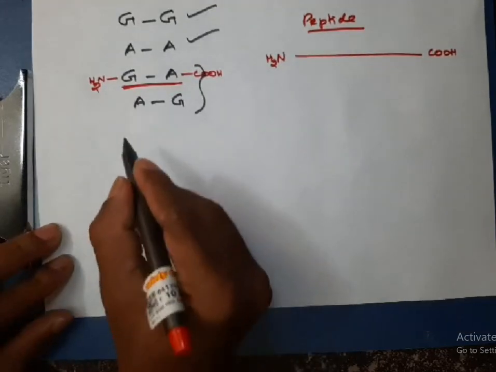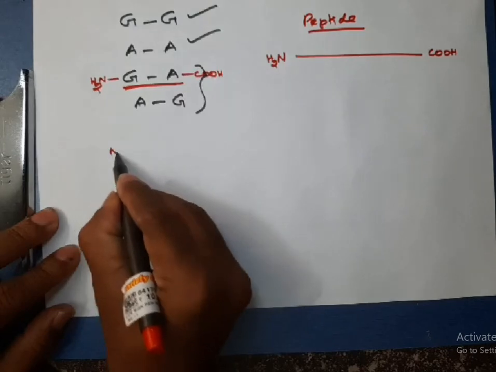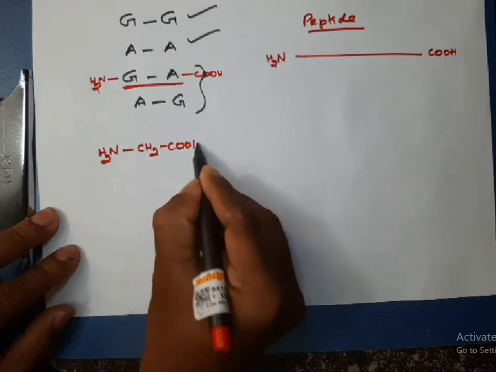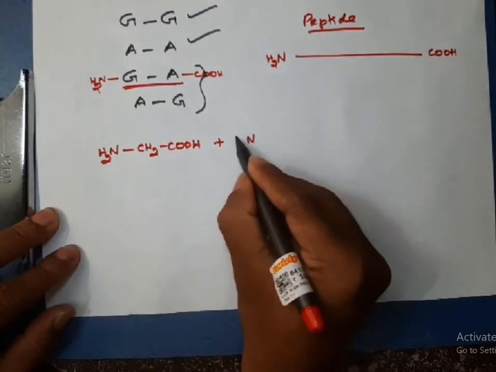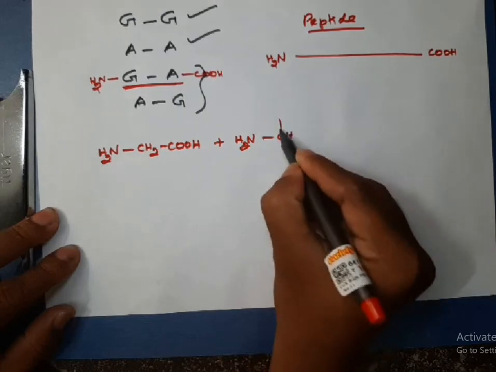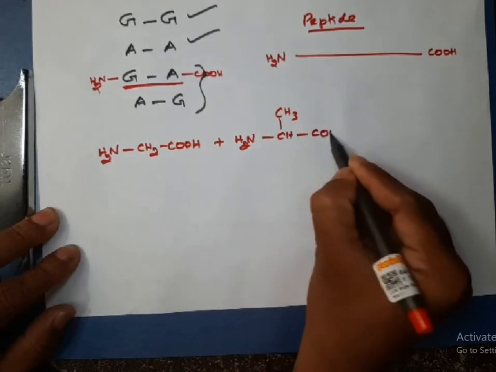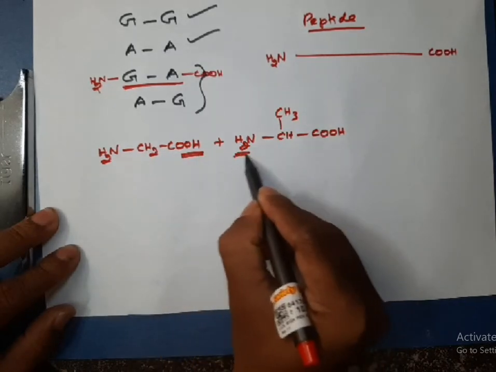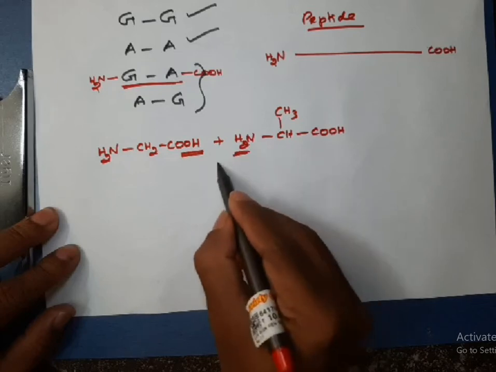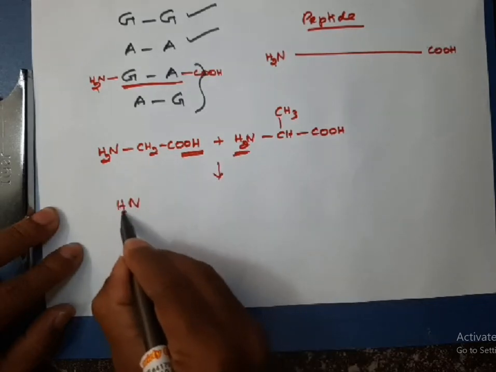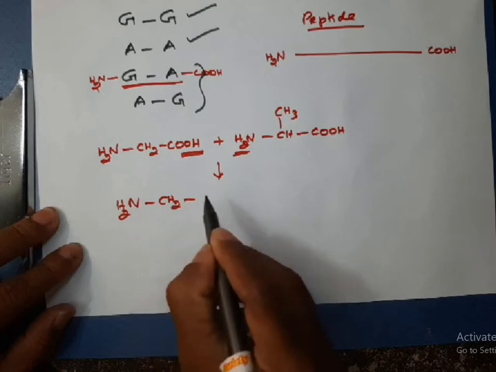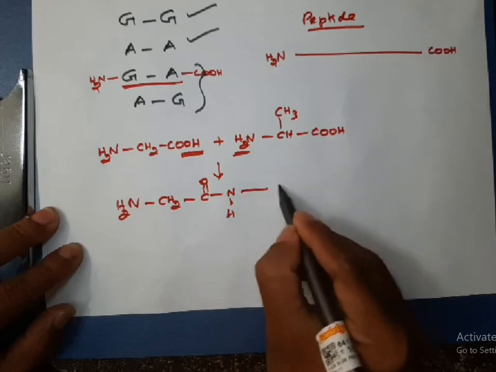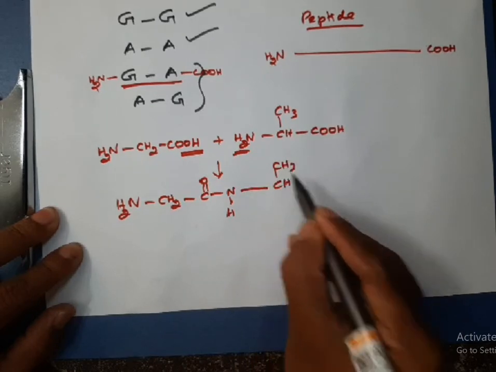Okay, what's the meaning? See, I'll write. In the case of glycine, NH2CH2COOH, plus alanine, NH2CH(CH3)COOH. Suppose the acid group of glycine and the amino group of alanine react, you will get a compound NH2, CH2, and here you will get a peptide linkage, CO, NH, connected to CH, CH3, COOH.